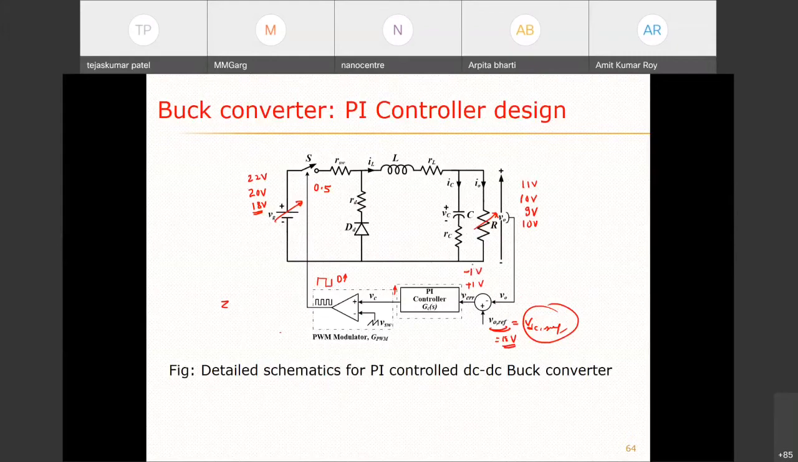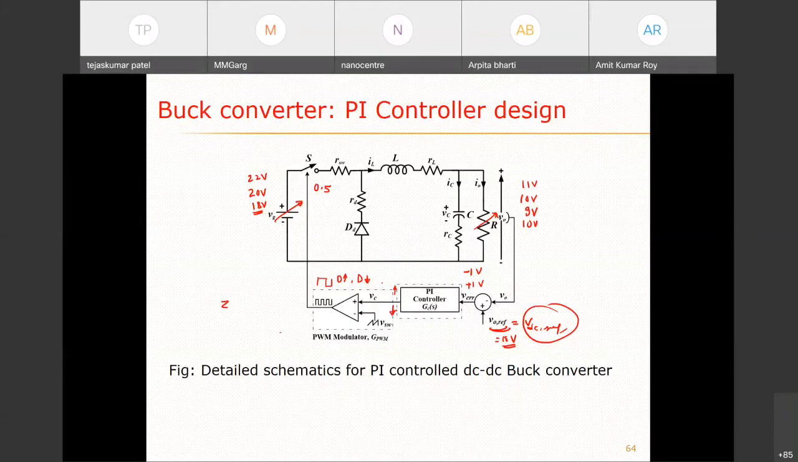Now, if duty cycle is increasing and this is 18 volts, let's say the controller is designed in such a way that the increased duty cycle, obviously more than 0.5, multiplied into 18, again becomes 10 volt. In the same way, if it becomes 22 volt, then 22 into 0.5 is 11 volt.